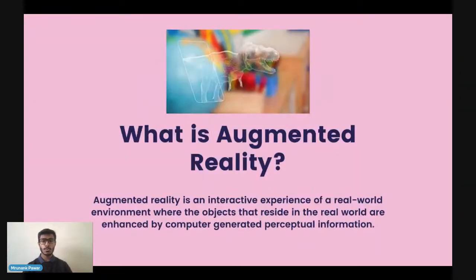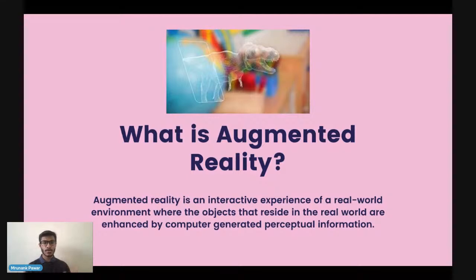So let's move to what is AR. What is augmented reality basically? Augmented reality is an interactive experience of a real world environment, where the objects that reside in the real world are enhanced by computer generated perceptual information. So this became the definition. But in simple words, AR is something not physically present at the moment, but you can make it visible with the help of a computer, with the help of augmented reality.